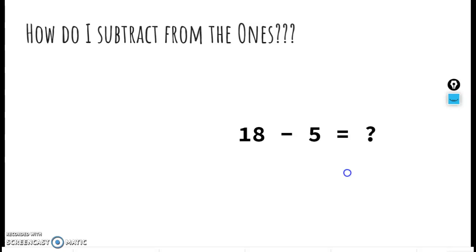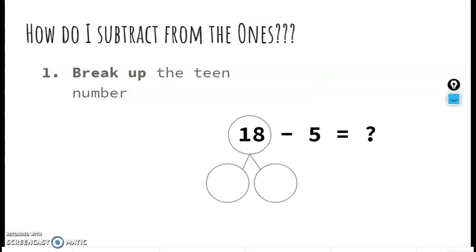So how do I subtract from the ones? I want to try this problem. 18 minus 5. So my first step is to break up the teen number. So I'm going to make a little number bond underneath the 18 here, and let's break up that 18. I bet you know what it can break up into. 18 breaks up into 10 and 8. Excellent job. You just did step number 1. Easy peasy, lemon squeezy.